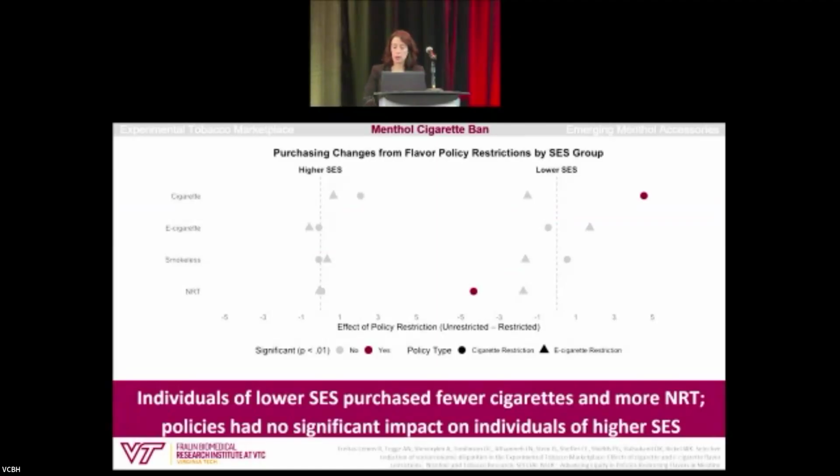So when we looked closer at the 2 SES groups, we found that lower SES participants purchased fewer cigarettes and more NRT when cigarette restrictions were in place. And the policy did not significantly impact purchasing among the higher SES group.